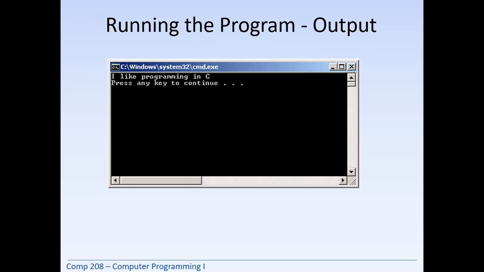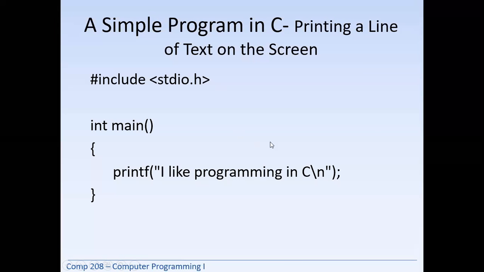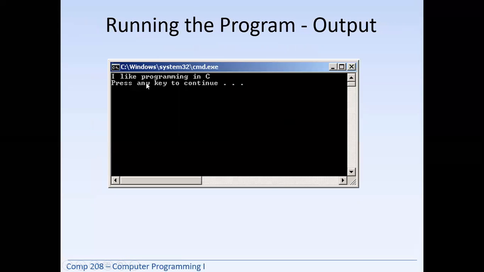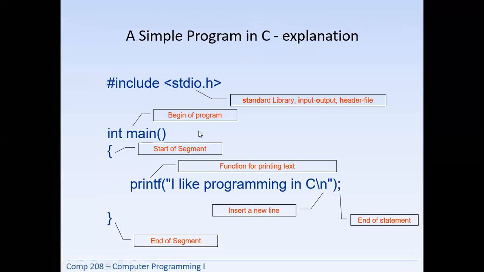The output will be like this: I like programming in C. Press any key to continue, which the C free will give us. Okay, because we have here \n, which means a new line, it gives that new line.